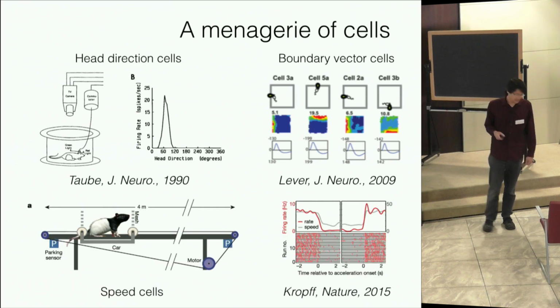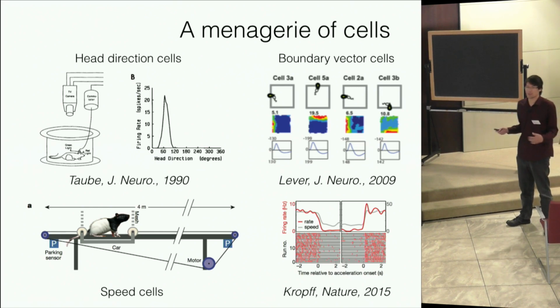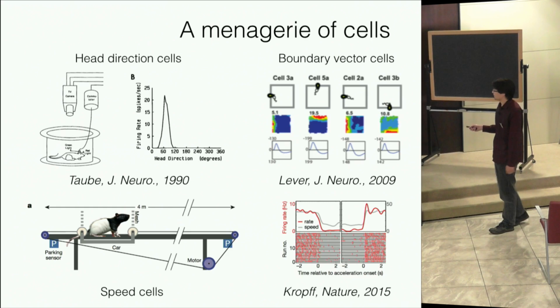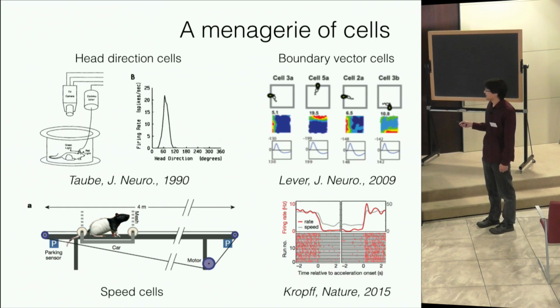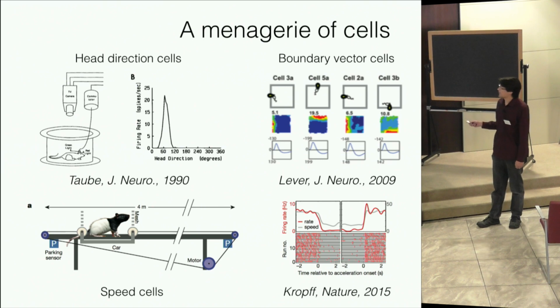And then more recently, it has been proposed that there's a so-called speed cell that tells you how fast you're moving. And in 2015, this Nature paper did this experiment. You have a rat running along a little treadmill, and you can see that there are cells whose firing rate is proportional to the actual speed that the rat is running at. And so the general idea is that somehow these, yeah.